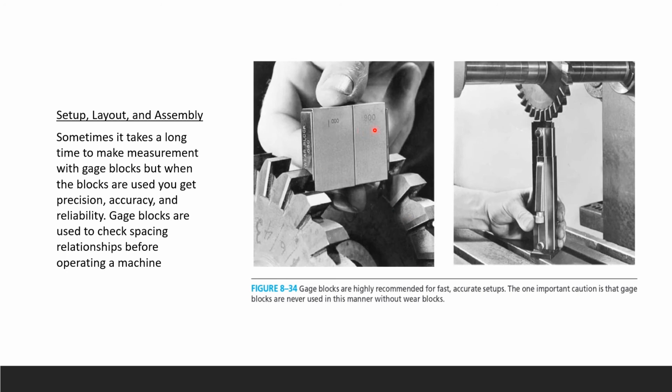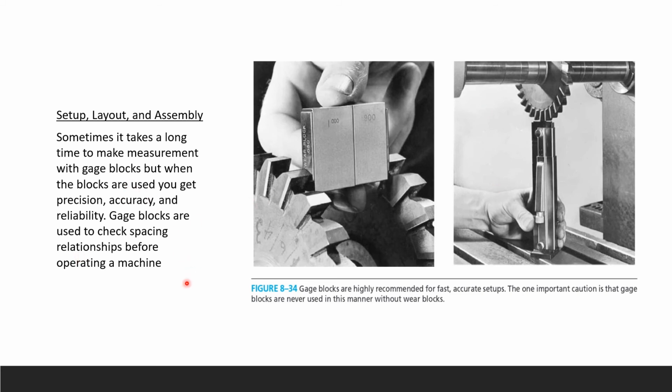So here, see, he's measuring from here, this way to that way. We want that much of length, and he is setting that up. And one important caution is that gauge blocks are never used in this manner without wear blocks. Sometimes we use the assistance of the wear block in order to do the setup.